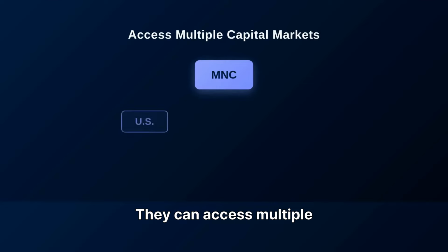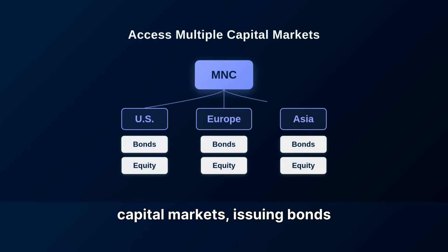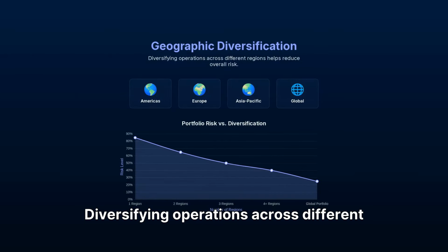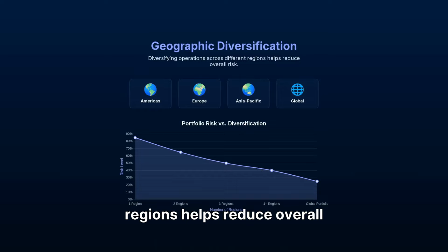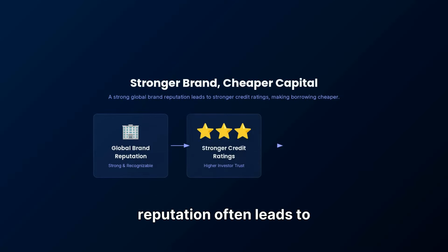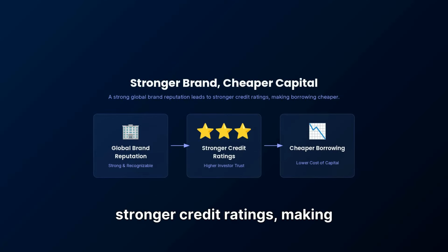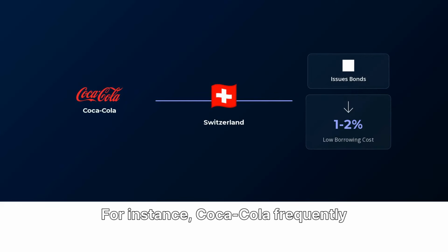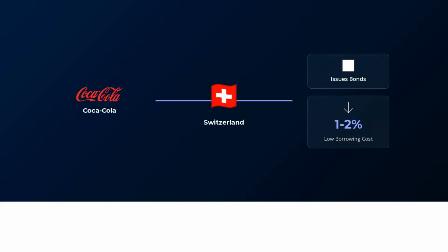MNCs can sometimes enjoy a lower cost of capital due to their global reach. They can access multiple capital markets, issuing bonds or equity in diverse regions like the U.S., Europe, or Asia. Diversifying operations across different regions helps reduce overall risk. A strong global brand reputation often leads to stronger credit ratings, making borrowing cheaper. They can also borrow in low-rate countries, such as Japan, where interest rates might be as low as 1 to 2%. For instance, Coca-Cola frequently issues bonds in Switzerland to benefit from its low borrowing costs.